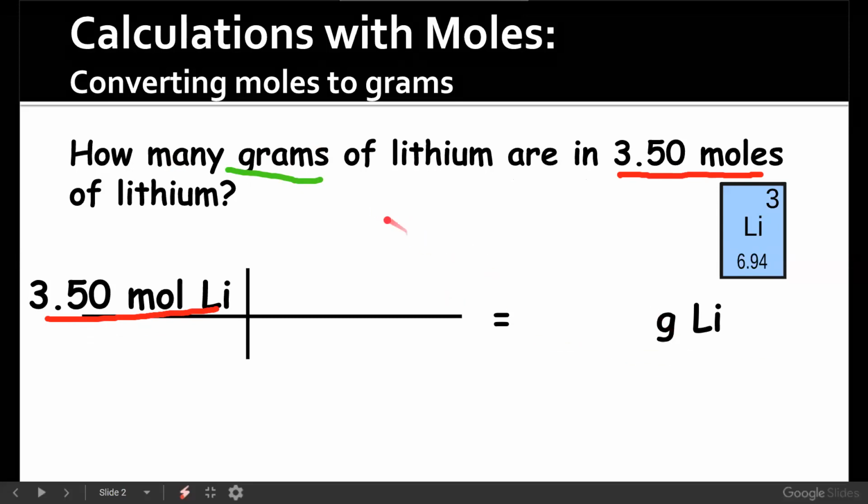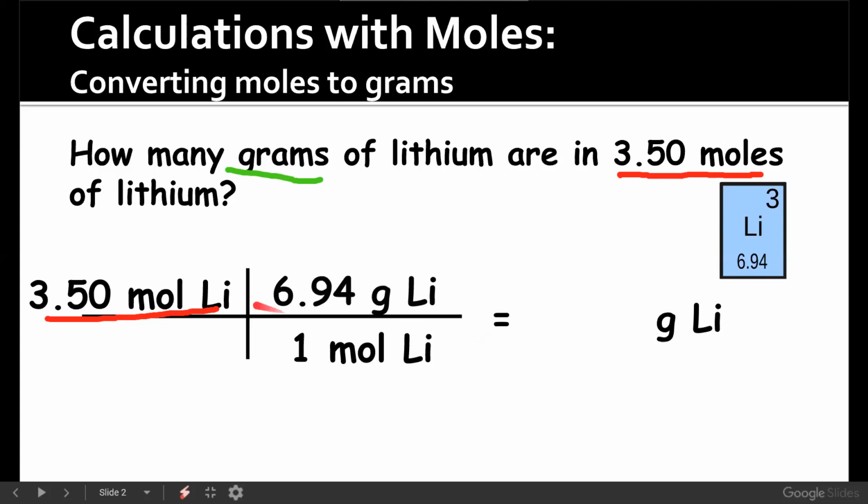Next thing we're going to do is make a conversion factor. So we're going to use our periodic table. You can find lithium on yours, or you can use the one we have up here. And you're going to notice that it has 6.94 grams of lithium per 1 mole. So it's going to look something like this.